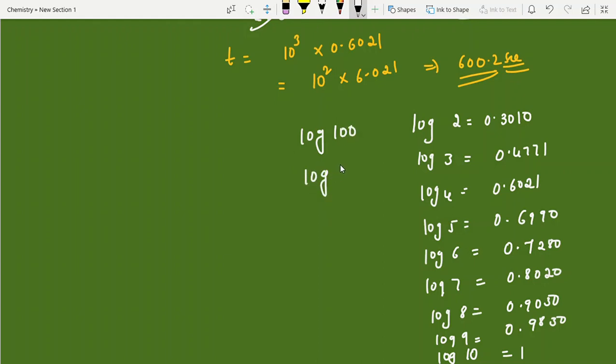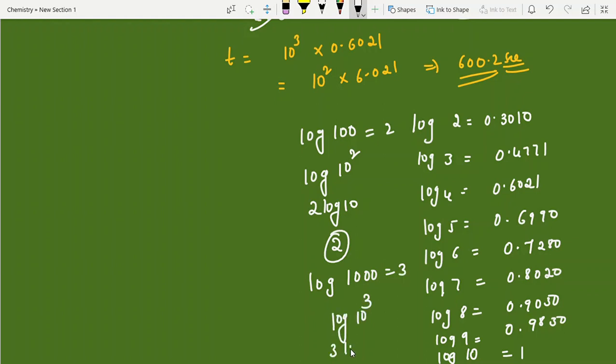Log 100, how to write, students? Log 10 to the power of 2. How to simplify? 2 into log 10, so that is 2. Suppose they ask the question log 1000. Log 1000 means just how many zeros are there, that's your value, 3. Why? Log 10 to the power of 3, which is 3 into log 10, so the answer is 3. Log 10,000 means 4, like that.